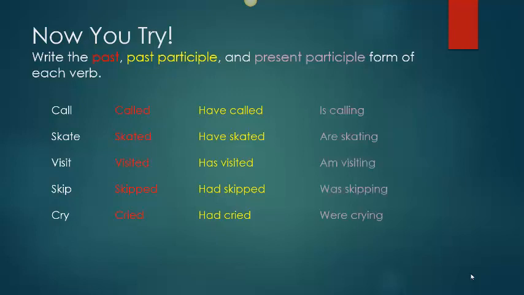Present participle is really easy too. You just add the ing. Is calling, is skating, is visiting, is skipping, is crying. Any form of be can come before those.